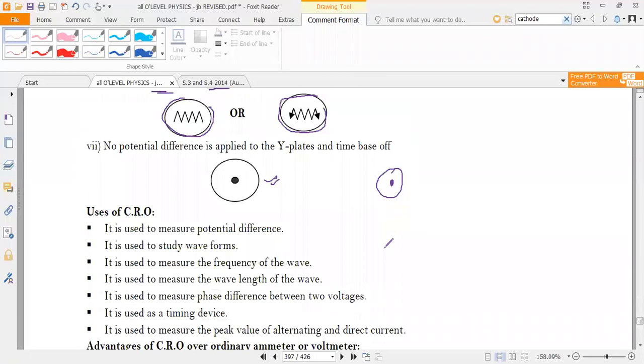To remind us about the uses of a CRO, CROs can be used to measure potential difference, or it can be used as a voltmeter. It can also be used to study waveforms. It can be used to measure frequency. It can be used to measure the wavelength of a wave. It can be used to measure phase difference and timing of devices. It can also be used to measure peak values of AC and DC.